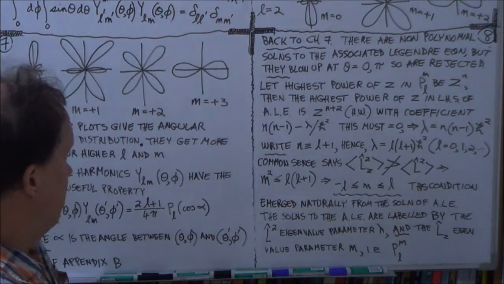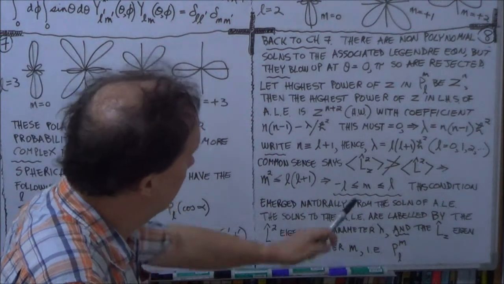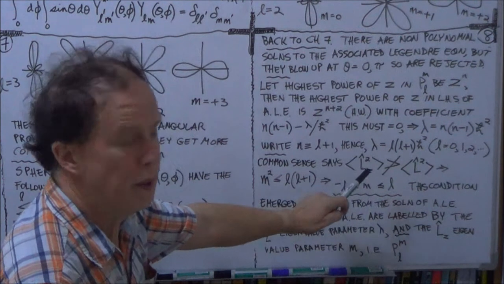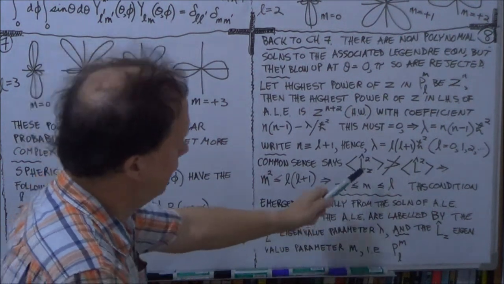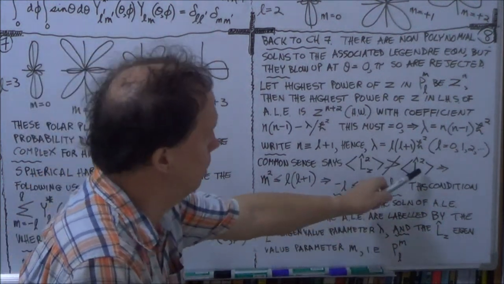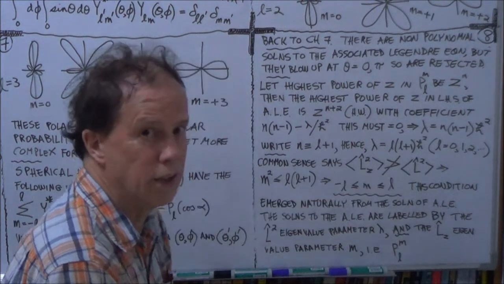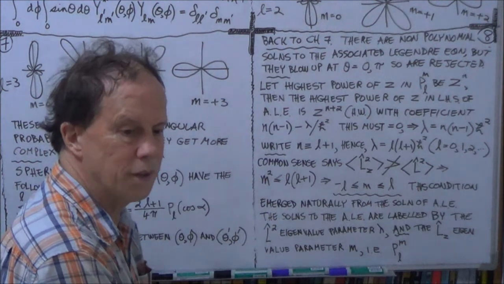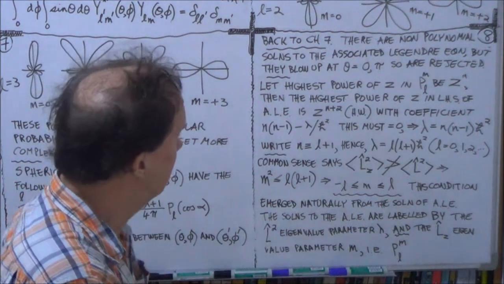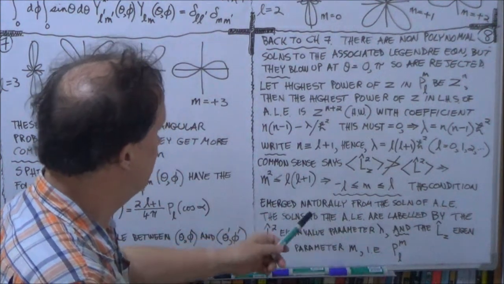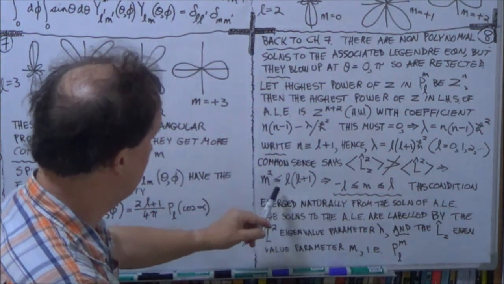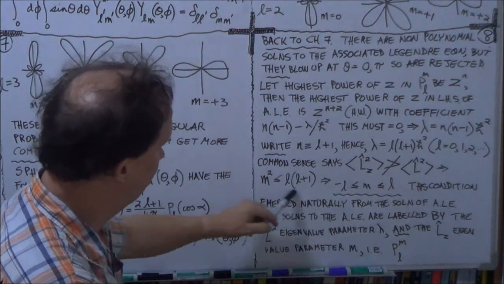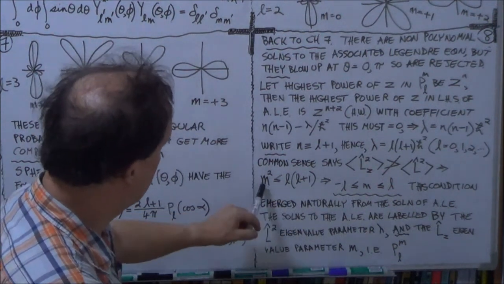Now, if you square the z component of the angular momentum, common sense says that cannot be larger than the square of the total angular momentum. A component of something cannot be larger than the total vector. So that implies that m squared is less than or equal to L into L plus 1. Where does this come from? Where does this m squared come from?